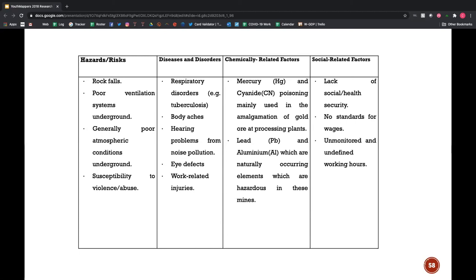Their working hours were not monitored or defined. They didn't have particular structures, like, you come to work at 7 a.m., then close at 5 p.m., and this is when you're paid at the end of the month. They were paid on the will or whims of what their bosses wanted. Next.